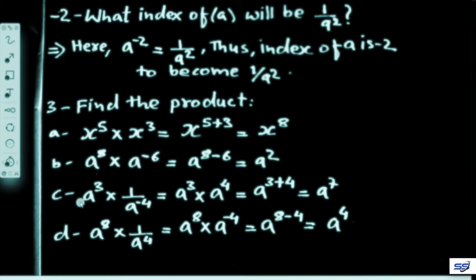Here see c) a cube into 1 upon a to the power minus 4. It is a cube into a power 4, as the minus is in the bottom, so it should be inverted and the minus sign rejected. So 1 upon a power minus 4 equals a power 4. Now again it comes in the form of multiplication. Here a power 3 into a power 4, both are multiplied, so the base is kept once and the powers are added. A power 3 plus 4, 3 plus 4 is 7, equal to a power 7.